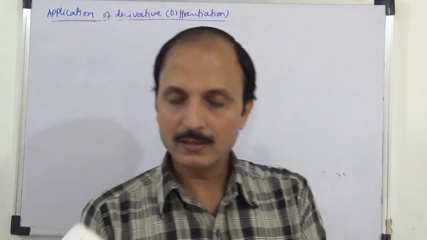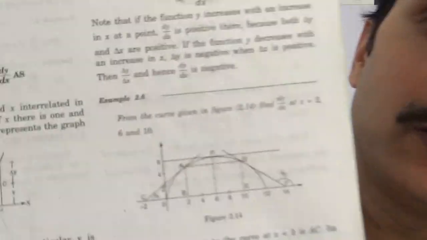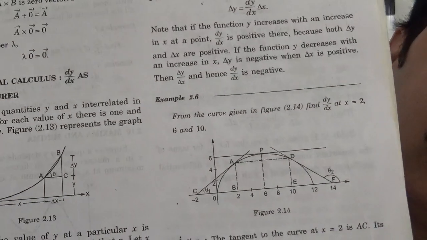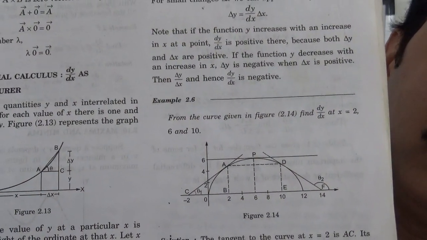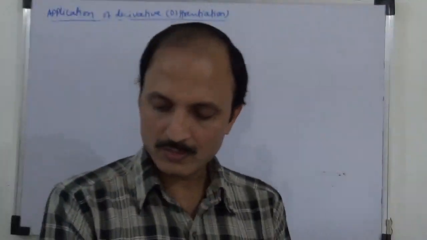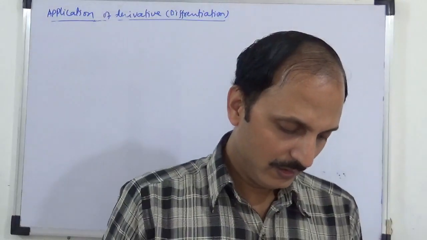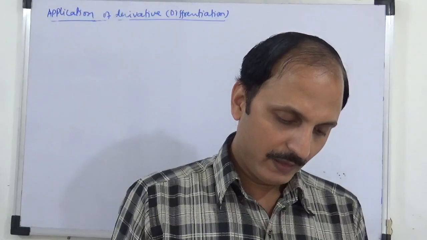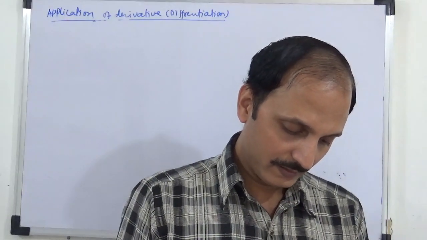Now let's say this is the curve. Just see the last question. Okay, I think you got it. Now this is the question. So draw the graph and solve the question. Okay, from the curve given, find dy by dx at x equal to 2, 6 and 10. It is given.